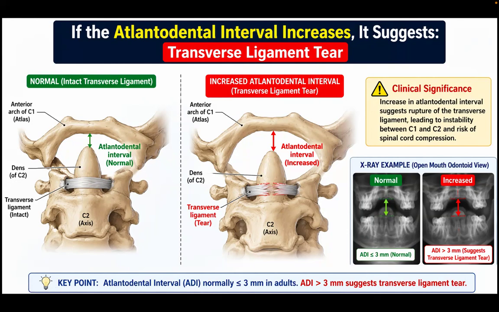How can we check for a transverse ligament tear? It can be seen in the open mouth odontoid view. This is a normal ADI, atlanto-dental interval less than or equal to 3 mm. More than 3 mm suggests a transverse ligament tear.